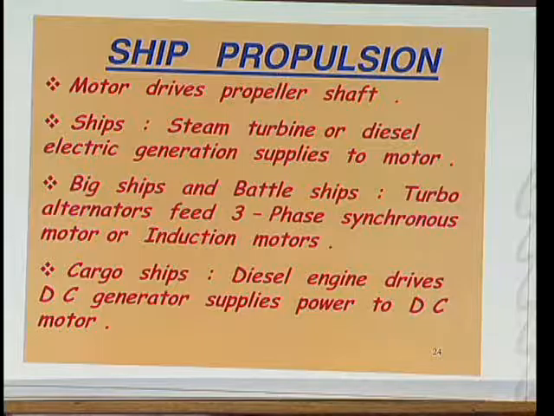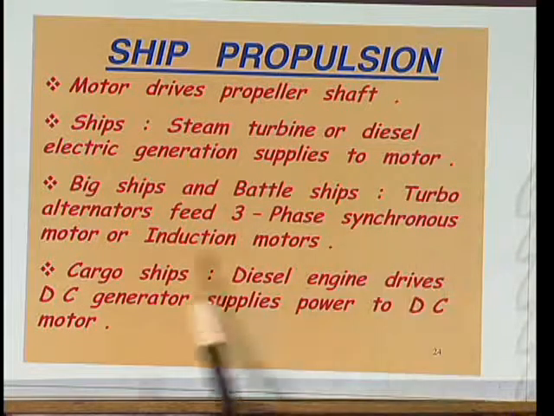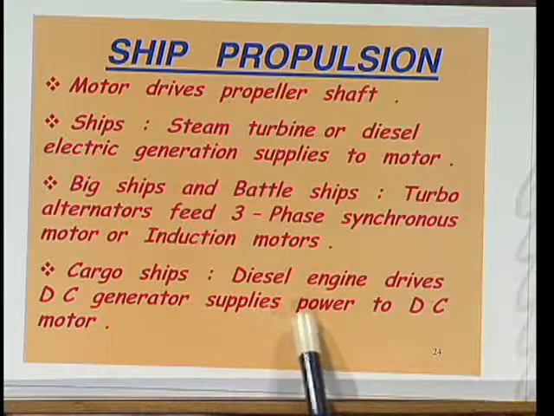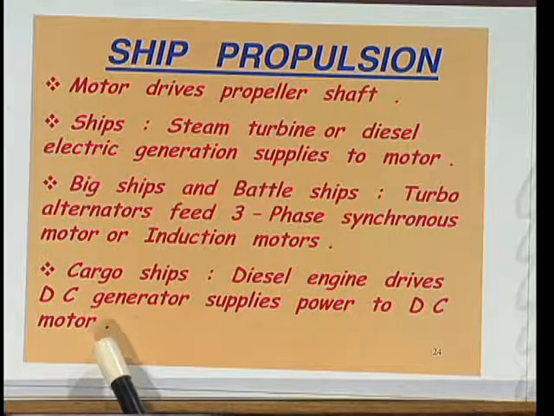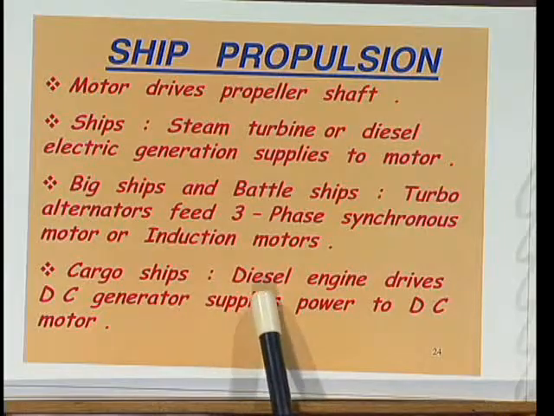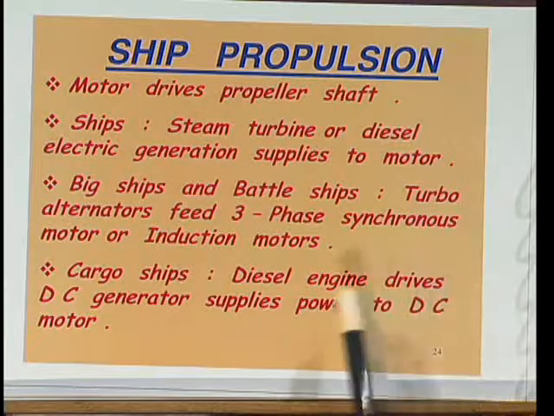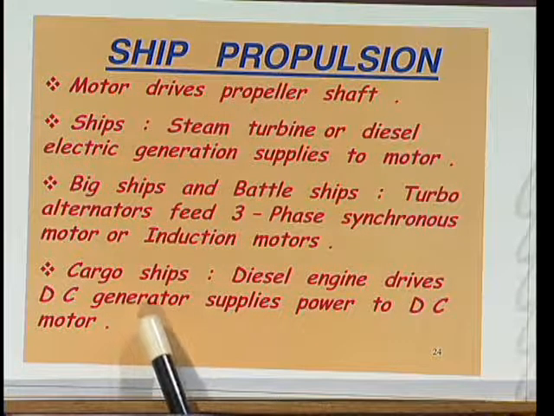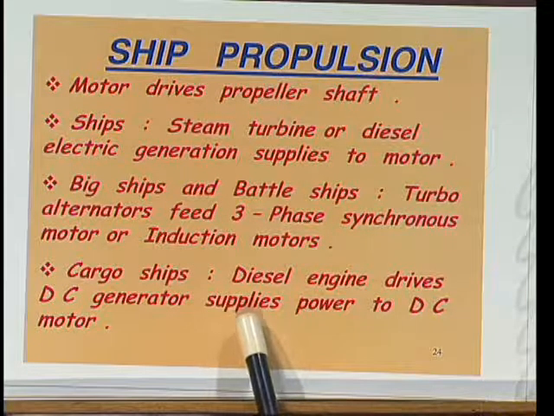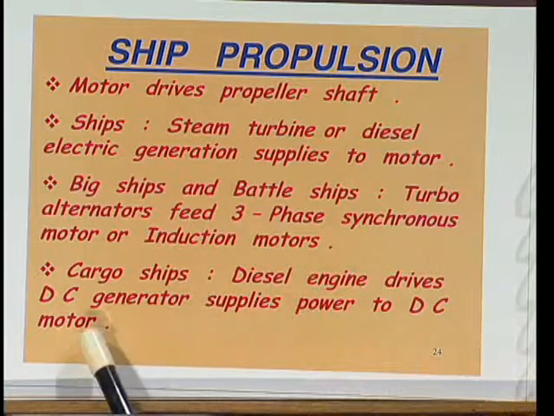Cargo ships. Cargo means transportation of goods from one place to another place. We are using ships for this, and they are called cargo ships. A diesel engine drives a DC generator, which supplies power to a DC motor. So the diesel engine is coupled to a DC generator and it is connected to a DC motor.